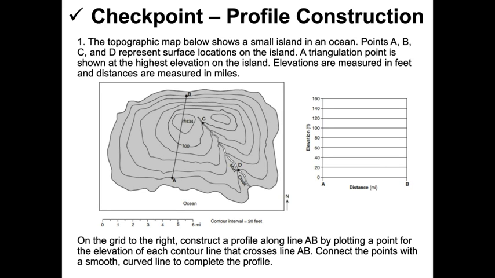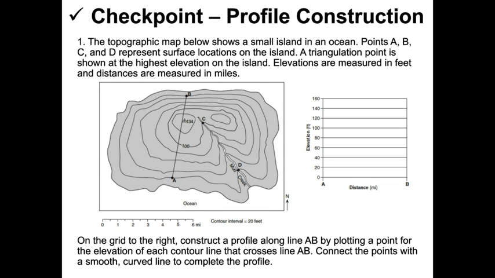Elevations are measured in feet and distances are measured in miles. On the grid on the right, construct a profile along AB by plotting a point for the elevation of each contour line that crosses line AB. Connect the points with a smooth curved line to complete the profile. So we see where A and B are on our map, and we have a line that goes through.